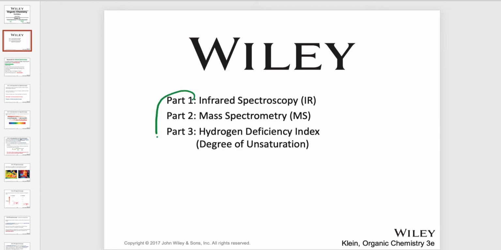So I've broken this down into three parts. We're going to do the first part of IR spectroscopy now, followed by mass spectrometry, two very different methods for analyzing organic molecules. And then also this one here, hydrogen deficiency index, is an important tool for analyzing substances and confirming that you have a particular compound. Hydrogen deficiency index is the term that is being used in this textbook, also abbreviated as HDI. And in other books, it's also referred to as degree of unsaturation.